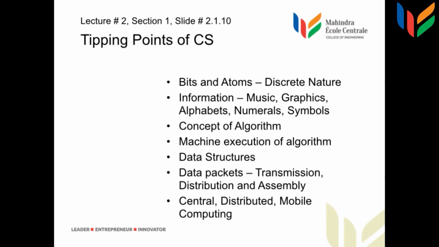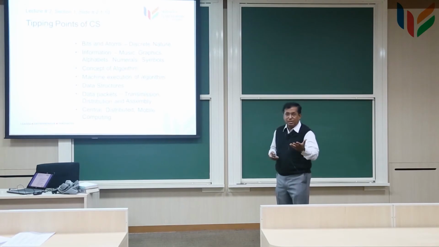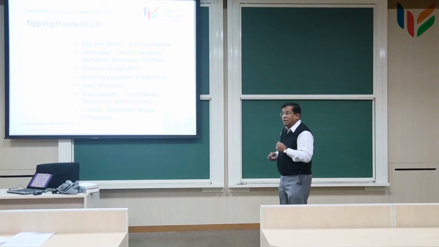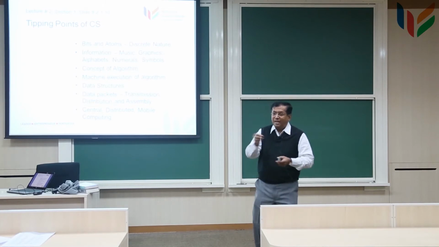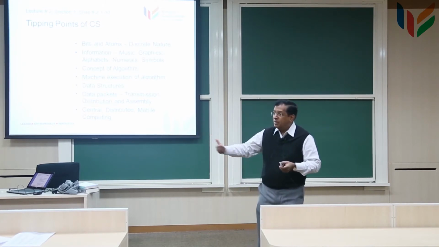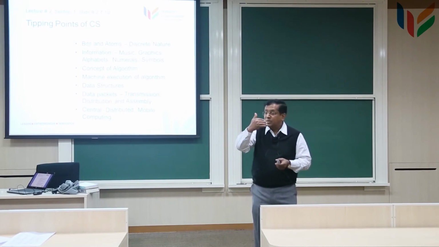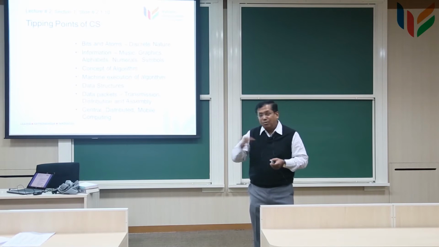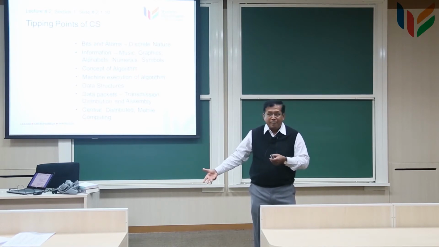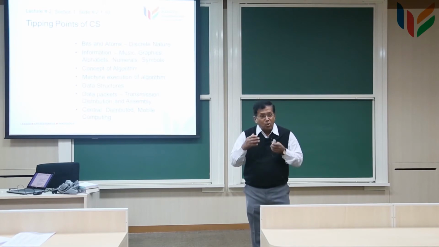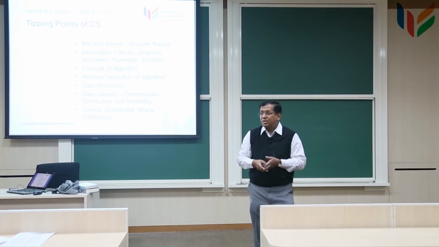I mentioned this, I will not repeat it, about music, graphics, alphabets, numerals and symbols is the information that we are going to deal with. The concept of algorithm is very much at the foundation of all the work that we will do. But the one possibility is I write the algorithm and I ask somebody manually to execute it. It can be done. If you are a very disciplined person, you can execute that algorithm manually and write down the answer. Or I can then code and convert that algorithm in the form of a program, and the program is then executed through a machine.